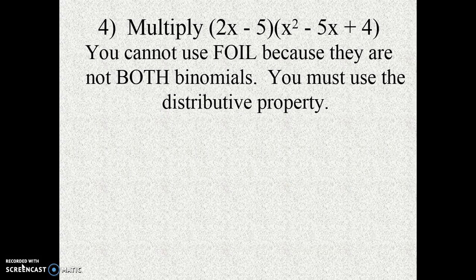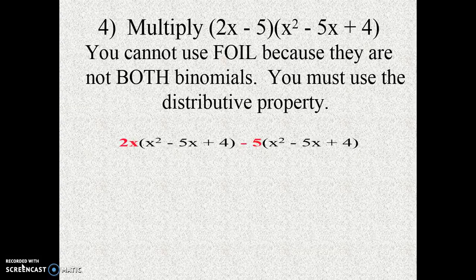Alright, so now let us see. Here one is a binomial, the other one is a trinomial. Earlier we saw both are binomials, but here one is a binomial, the other is a trinomial. Tri means three terms. So in the second one we have three terms, so that's why it is a trinomial. Alright, so you cannot use FOIL because they are not both binomials. You must use the distributive property or you can use the box method. Let us see first how we can use the distributive property here.